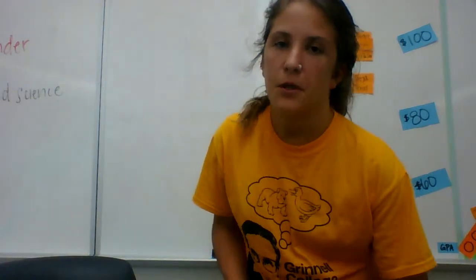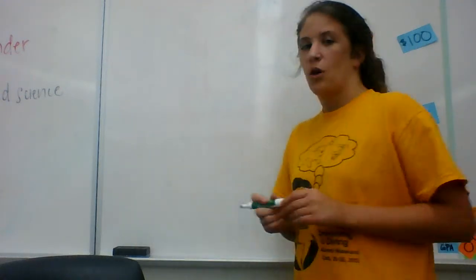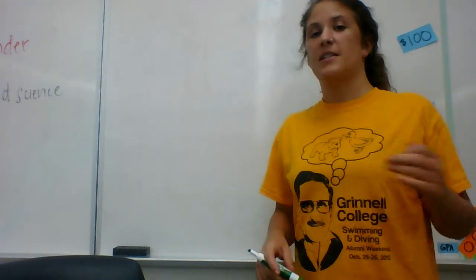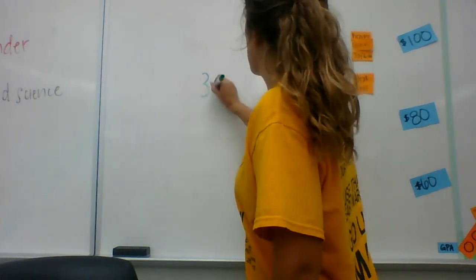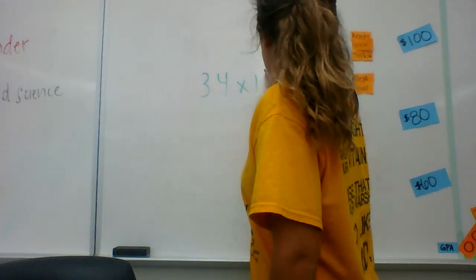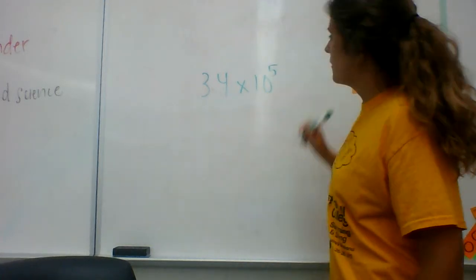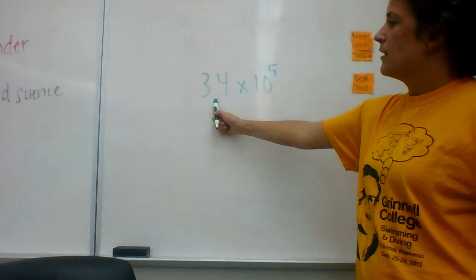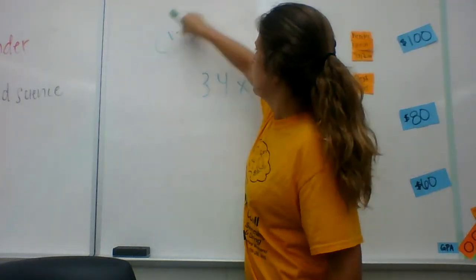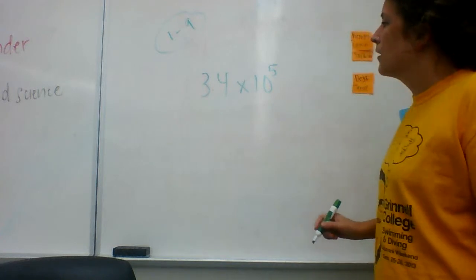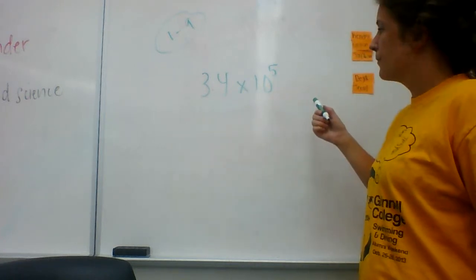Hey, in this video, we're going to review scientific notation and how to go from standard form to scientific notation and scientific notation to standard form. I'm going to start off with a problem that's in scientific notation. I know that this is in scientific notation because this number here is in between the numbers 1 and 9. I have 3 4/10 times 10 to the 5th power.